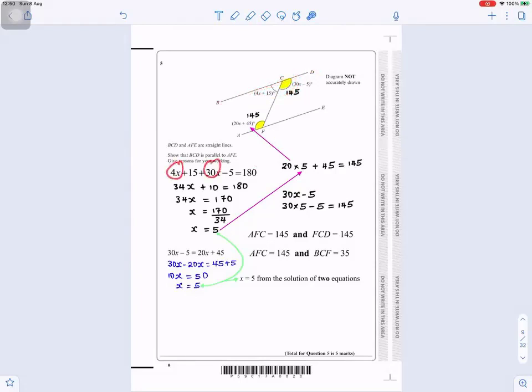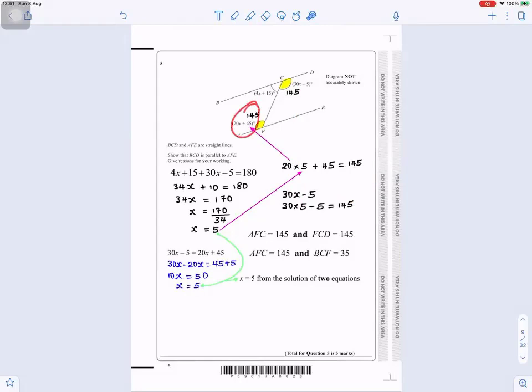So 4x plus 30x gives you 34x. 15 minus 5 gives you 10. After that, 180 minus 10 gives you 170. And it's times 34, so it becomes 170 divided by 34. It gives you x is 5. If you substitute x is 5, you have 20 times 5 plus 45, that will give you 145 degrees. And if you put 30 times 5 minus 5, that gives you 145 degrees.